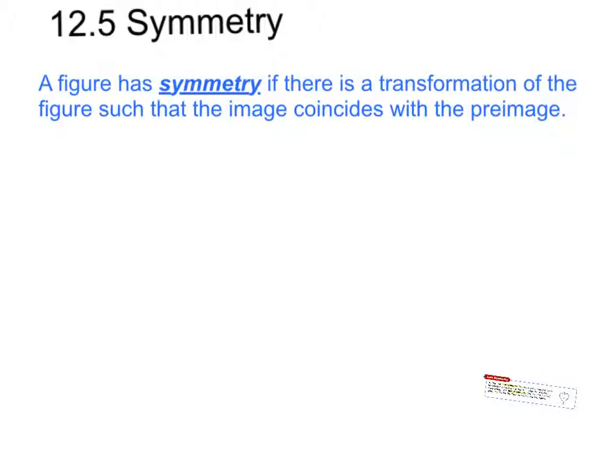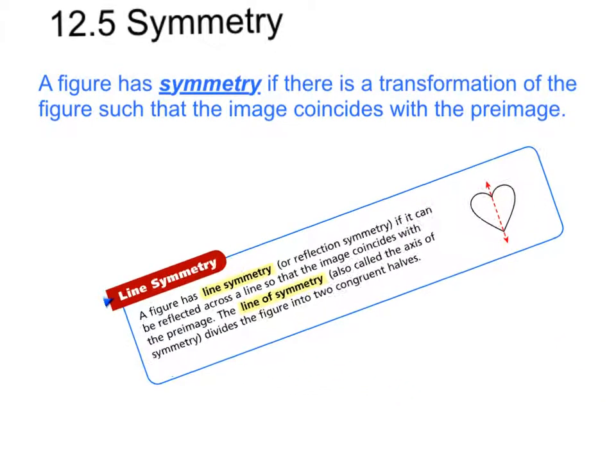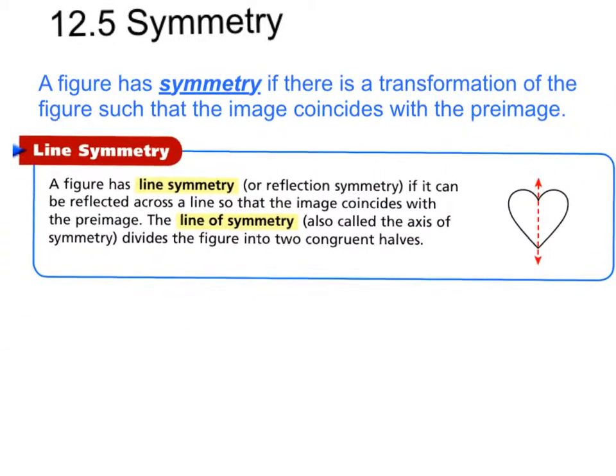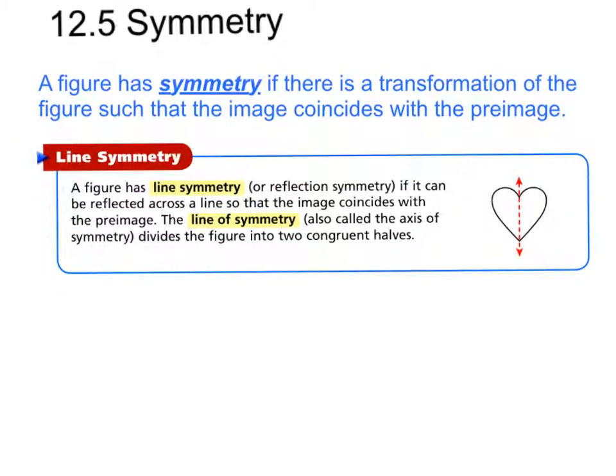Now, there are different types of symmetry. The first kind of symmetry we're going to talk about is line symmetry. Now, line symmetry is, I'm sure, what you've done in the past. A figure has line symmetry, also known as reflection symmetry, if it can be reflected across a line so that the image coincides with the pre-image.